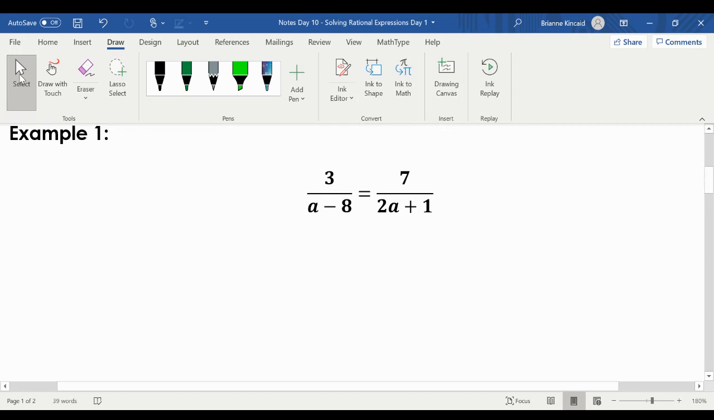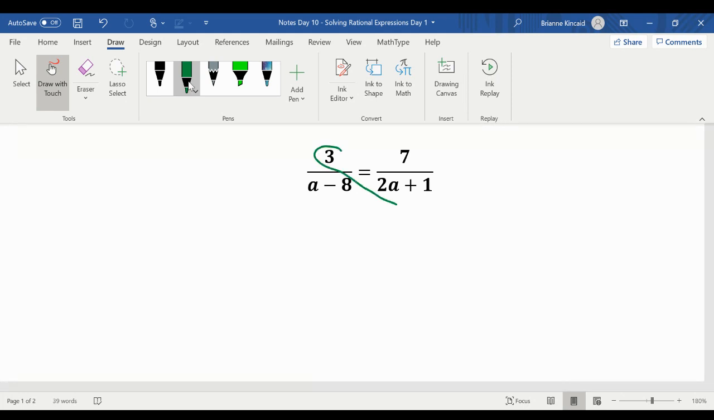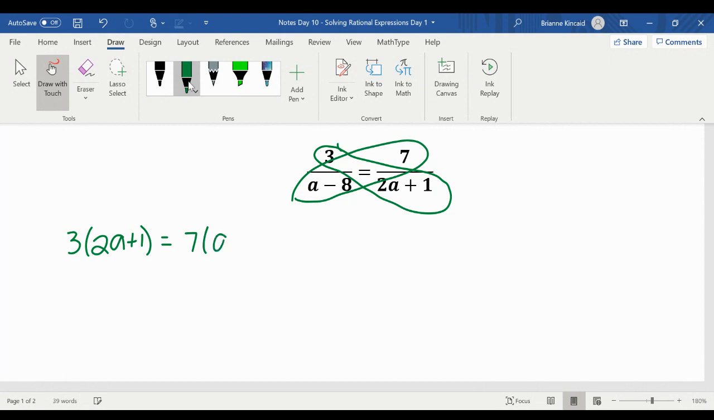So remember, when we solve proportions, we solve it by cross multiplying. That means I take the numerator on the left and I multiply it by the denominator on the right. So that's 3 times 2a plus 1. And then I do an equal sign, and then I do the denominator on the left with the numerator on the right. 7 times a minus 8.